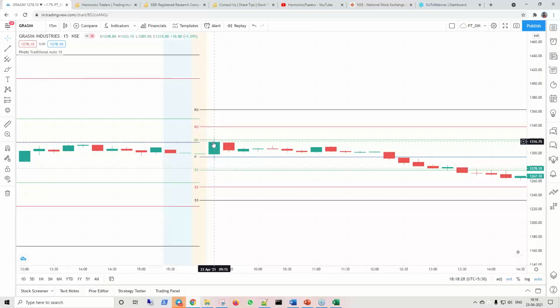If it is less than S1, we wait for the first 15 minutes. If the first 15 minutes is a red candle, we are not going to do anything. If the first 15 minutes is a green candle and it has closed above S1, then we wait for the stock to come back to S1 and initiate long at S1 with a stop loss of S2 and a target of pivot.